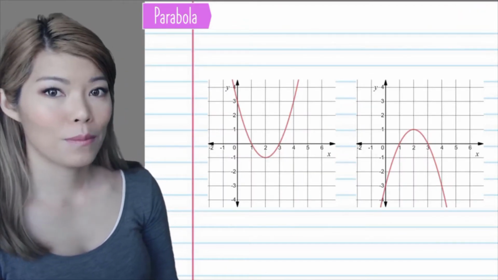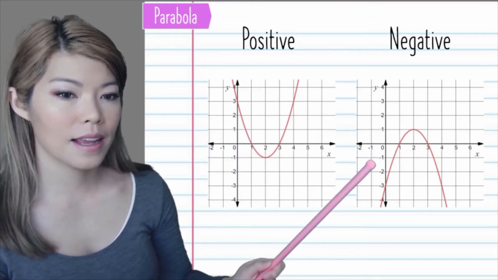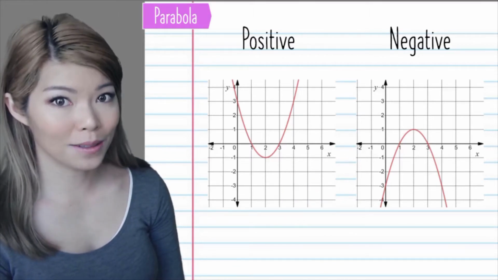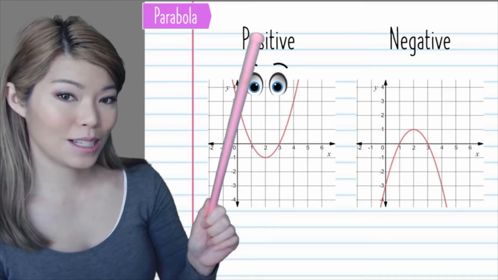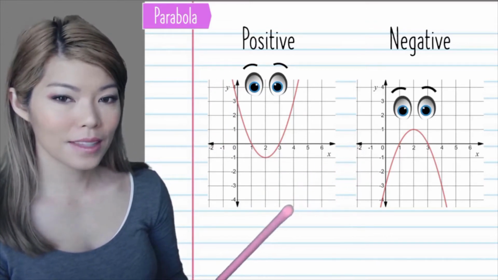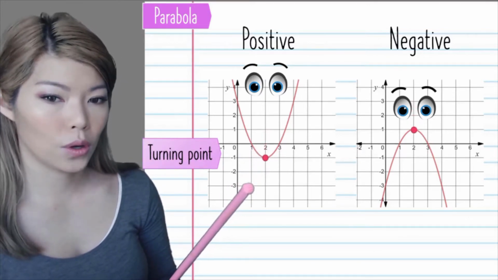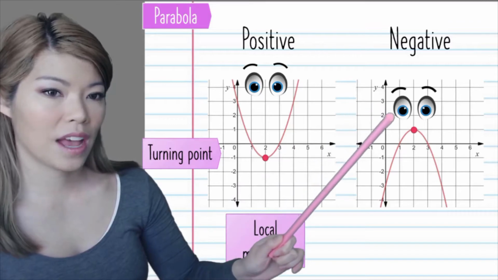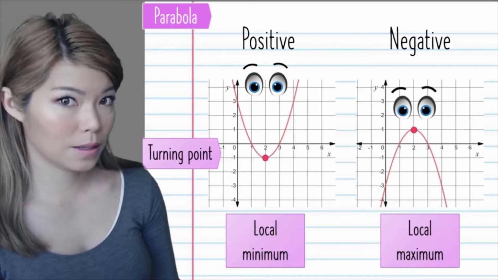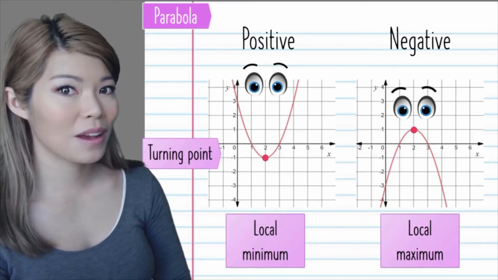Couple things to remember for parabolas. This is a positive graph and that is a negative graph. If you forget, a really good trick is to draw eyes on them. Let me show you. See, this one looks positive and this one looks negative. When we have a positive graph, the turning point is said to be the local minimum. Whereas when we have a negative graph, the turning point is the local maximum. So pause the video and memorize these words, and I'm going to test you in example 4.